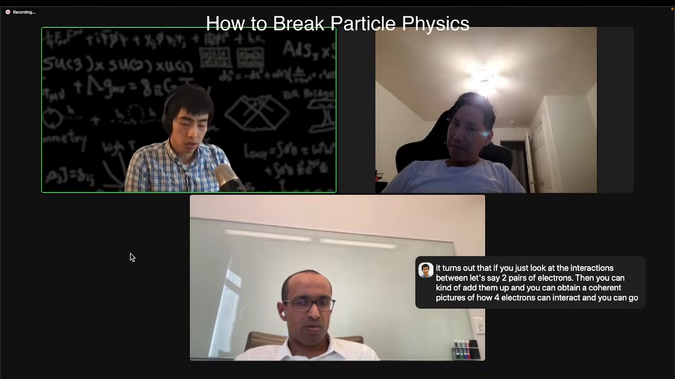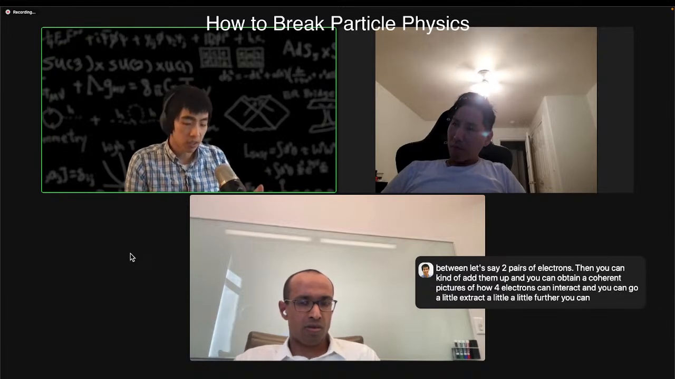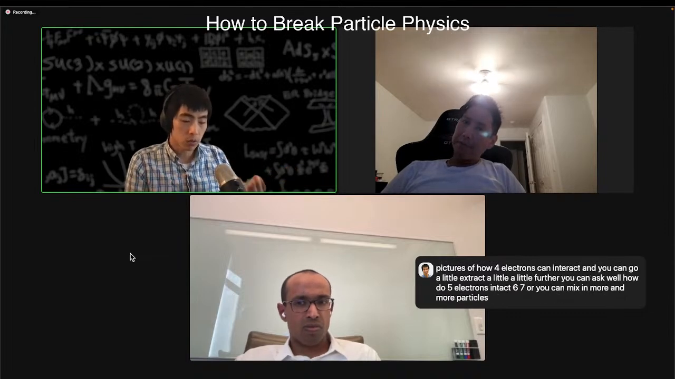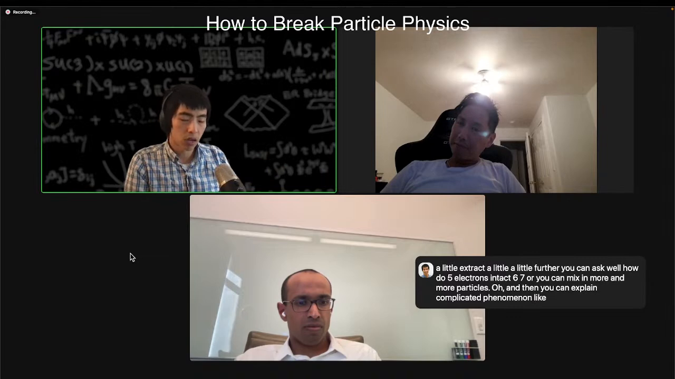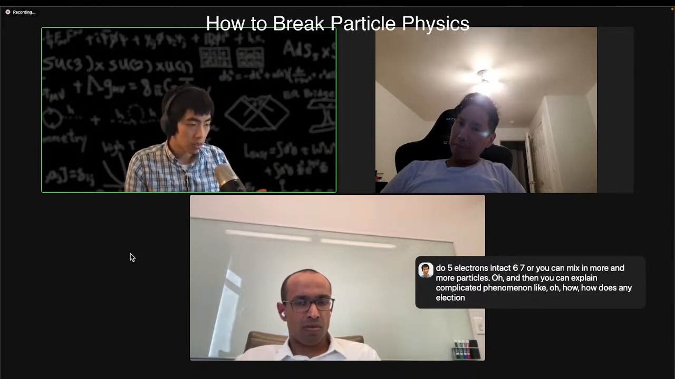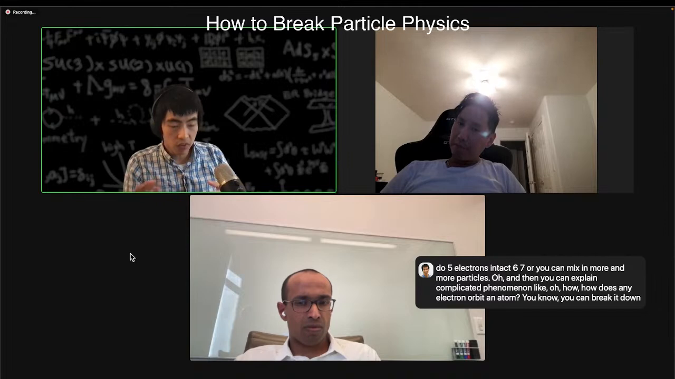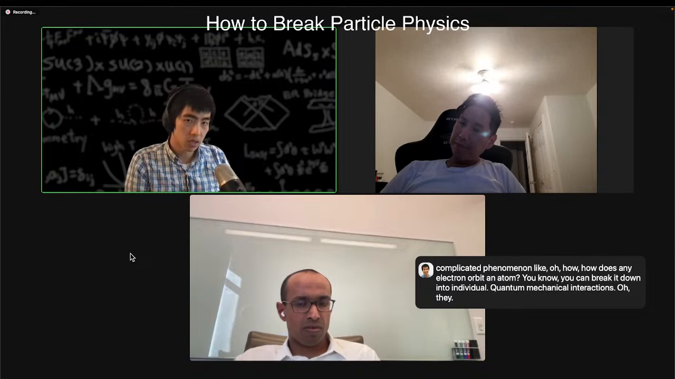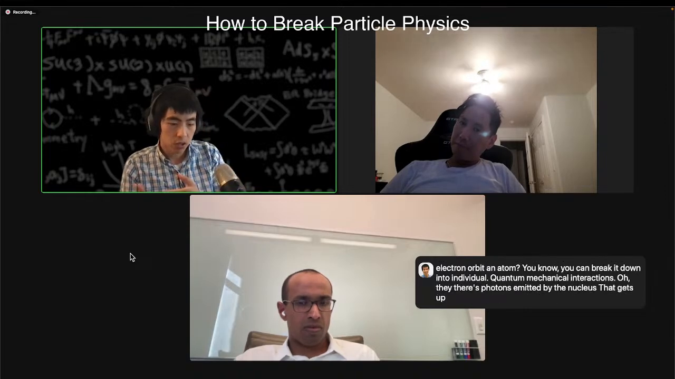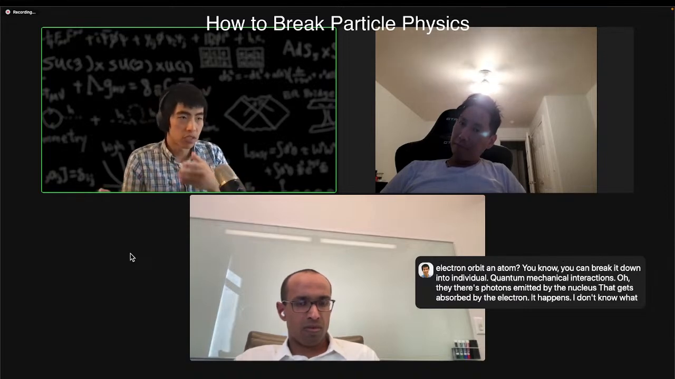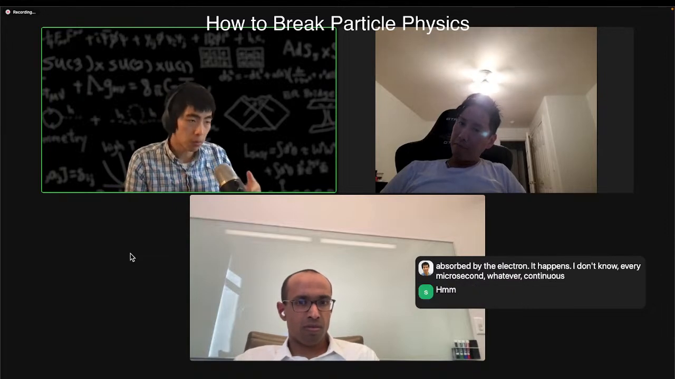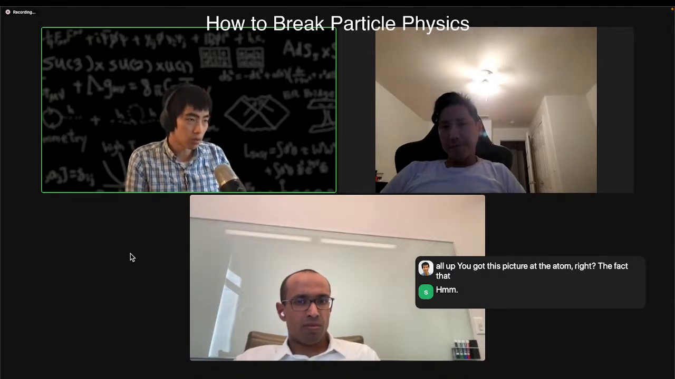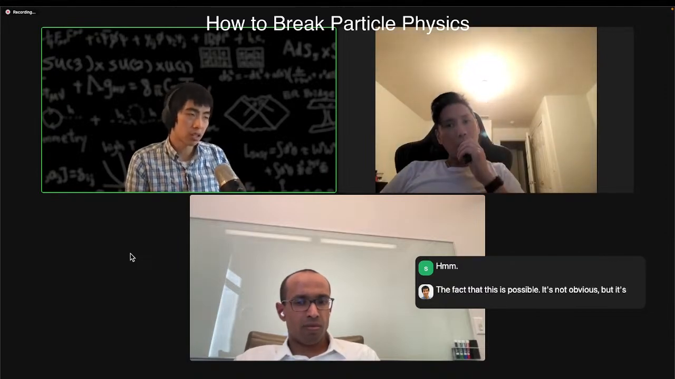And you can extrapolate a little further. You can ask, well, how do 5 electrons interact? 6, 7, or you can mix in more and more particles, and then you can explain complicated phenomena like, why does an electron orbit an atom? You can break it down into individual quantum mechanical interactions. There are photons emitted by the nucleus that get absorbed by the electron. It happens, I don't know, every microsecond or whatever, continuously. If you add them all up, you get this picture of the atom, right? The fact that this is possible is not obvious, but it turns out that it is possible.